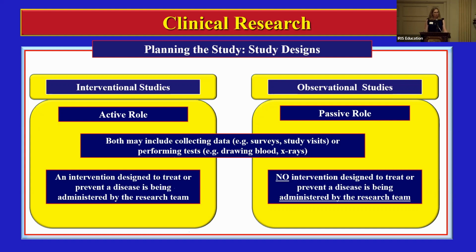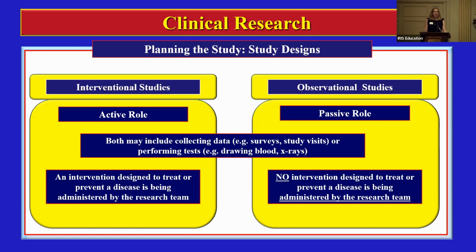But with an active role as an interventional study, there is an intervention that is designed to treat or prevent a disease that is being administered or controlled by that research team. Whereas with an observational study design, no intervention is being administered by the research team. There might still be an intervention like a drug or a procedure, but it's not being controlled by the investigator. Now, no approach is necessarily better than others. Oftentimes we talk about randomized controlled trials, which are interventional studies, as the gold standard in clinical research, but oftentimes these studies are not either feasible or ethical.